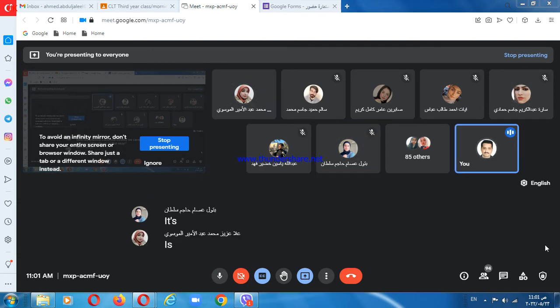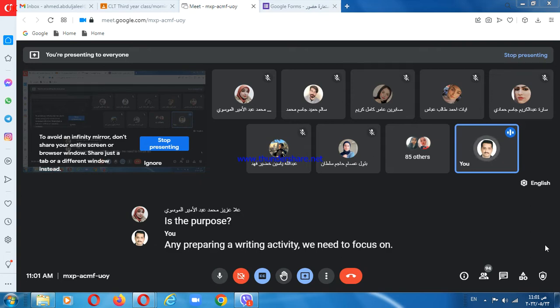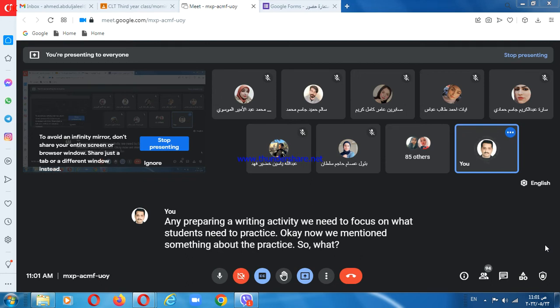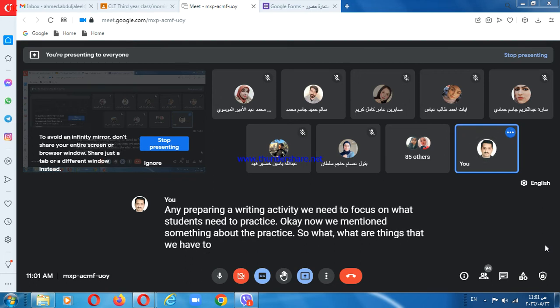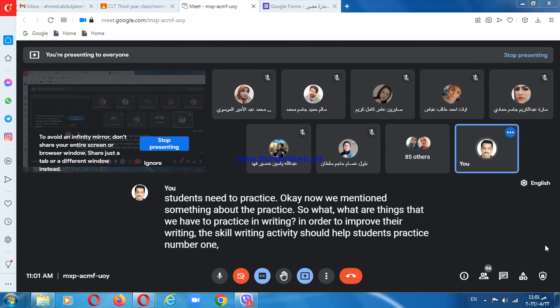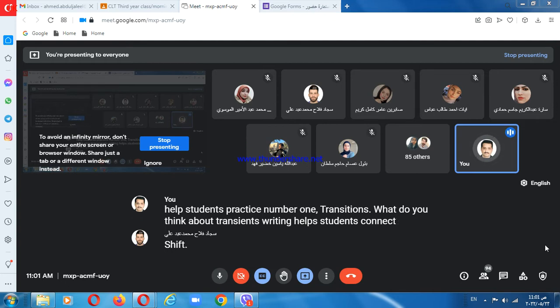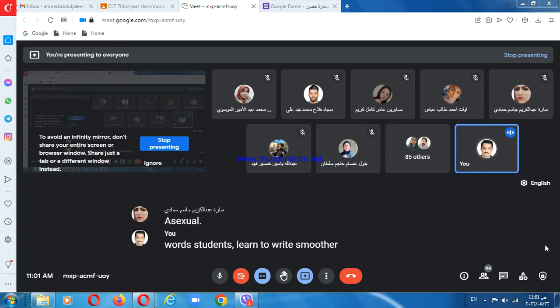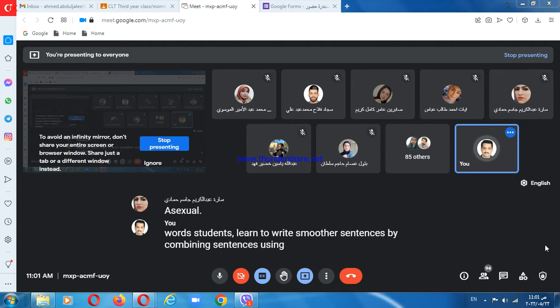Yes, Doctor. In preparing a writing activity, we need to focus on what students need to practice. Okay, now we mentioned something about the practice. So what are the things that we have to practice in writing? In order to improve their writing skill, writing activities should help students practice, number one, transitions. What do you mean by transitions? Writing helps students connect the language and make transitions between words. Students learn to write smoother sentences by combining sentences using words like and, but, although, if, when, so, and therefore.